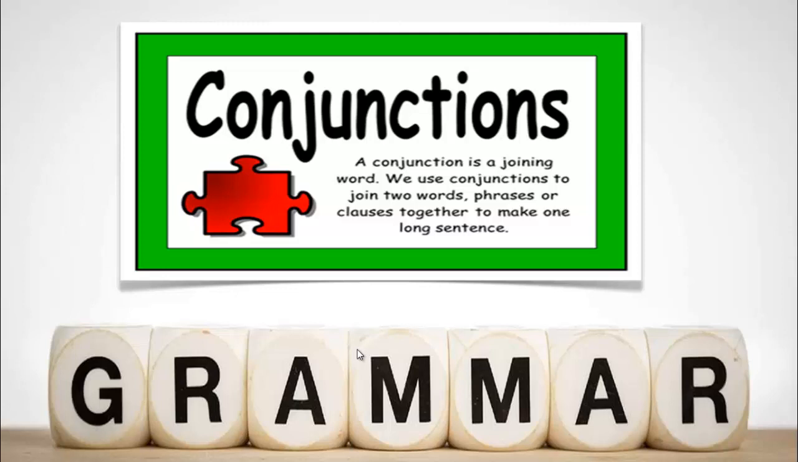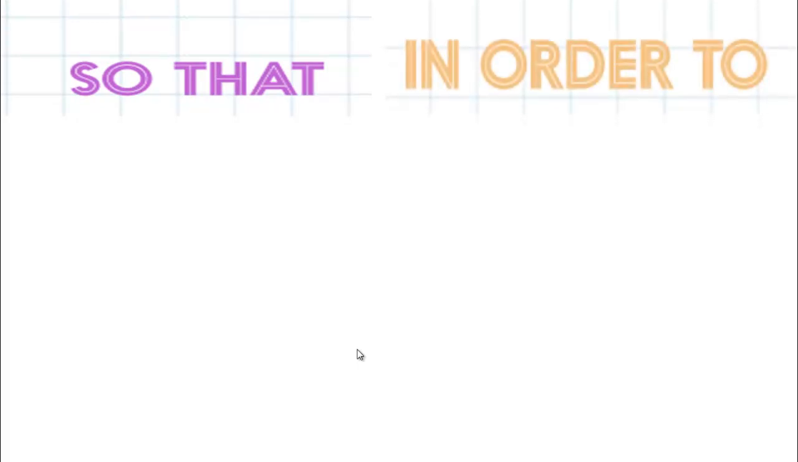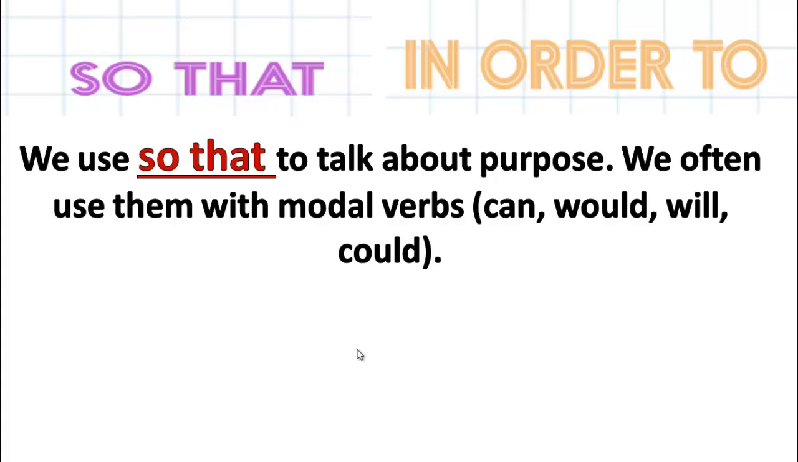Linking words. Today's lesson we have 3 linking words. So that, in order to, and to. They all have the same meaning. Let's start with the first one, so that. So that we use it to talk about purpose, the aim. So after so that, we say the purpose. Why do we do that? We often use them with modal verbs. So after so that, you have to use subject plus a modal verb like can, would, will, could, and so on.